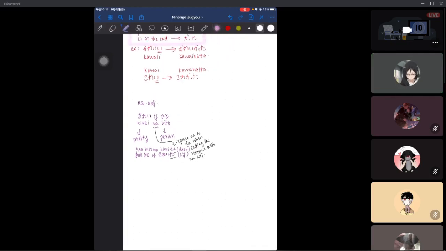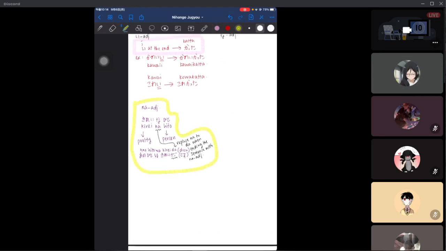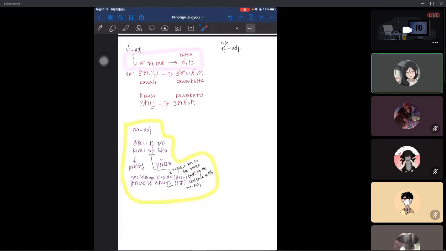It used to be orange. So this one is just for me to explain why over here it is written as da. Because for this part, I'm looking at this point of view. This one, da: kirei da. You're ending the sentence with kirei da.